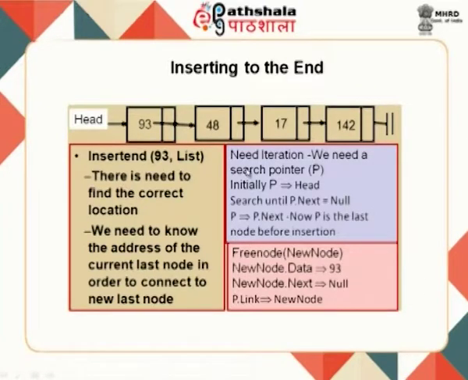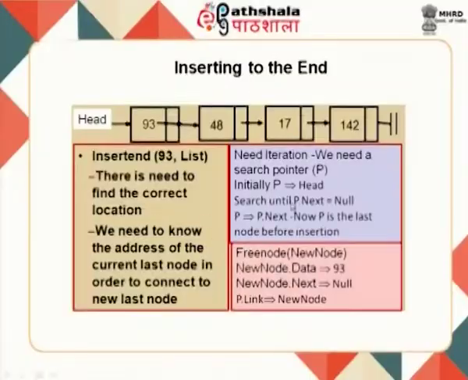So, we need iteration. This is a common operation that we have, where we want to find the address of a new node, either by looking at the data stored there or at data of the previous node. So, we need a search pointer p. Initially p will start with head, and you will search until p dot next is null.